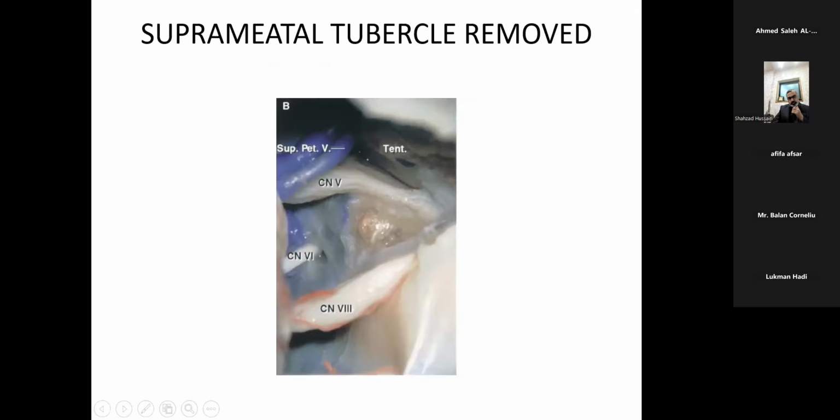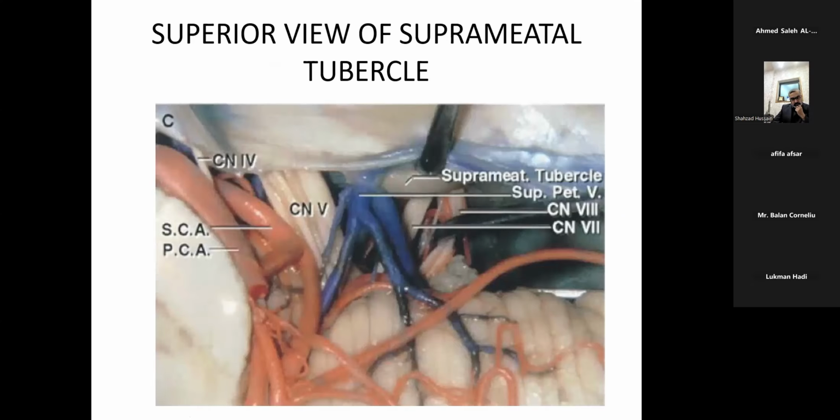So again, this suprameatal tubercle has been removed and drilled off, so we can appreciate that the proximal origin of the cranial nerve 5 is much clearer, and this is the tentorial surface. This is the cranial nerve 8th and 7th, which is lying anterior to it, and this is cranial nerve 6, which, as we were talking about, is present in the base of the CP angle. Now, those were the lateral views which we were seeing.